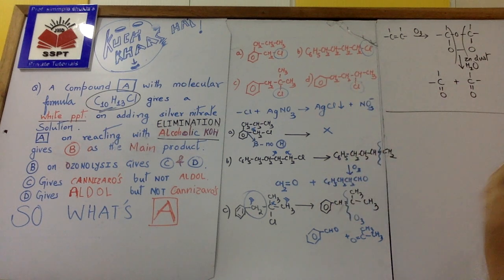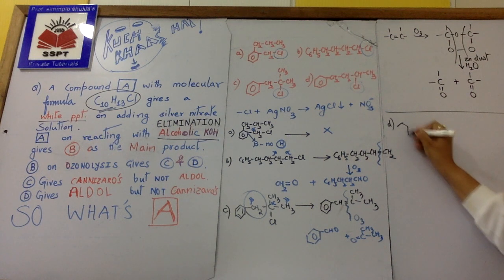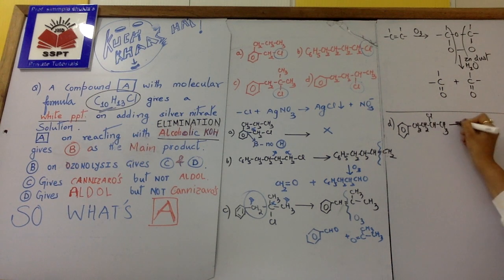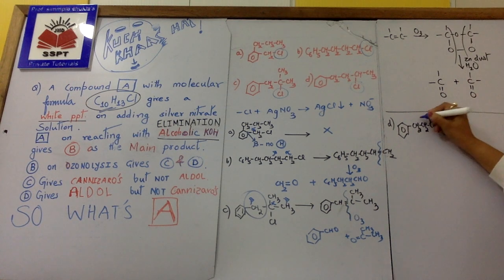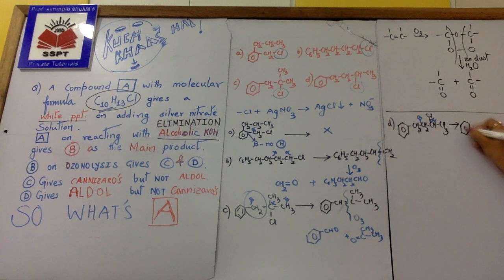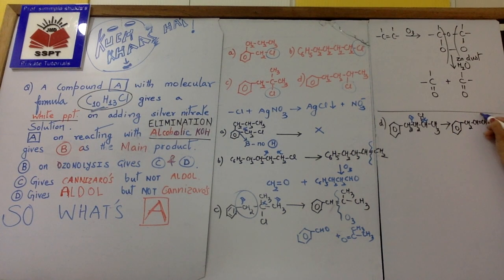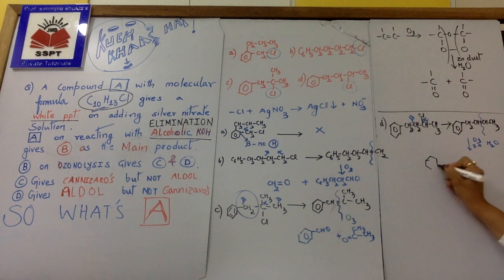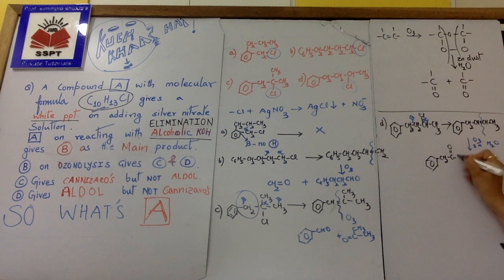We see option D. In option D, we have this molecule, CH2, CH2, CHCl, CH3. Halogen will go from alpha and hydrogen will go from this beta. So we get CH2, CH, double bond, CH, CH3. Now, in ozonolysis the double bond will be cut here. With zinc and water, one O comes here, one O comes there. That is the funda. And we get CH2, CHO and CH3CHO.